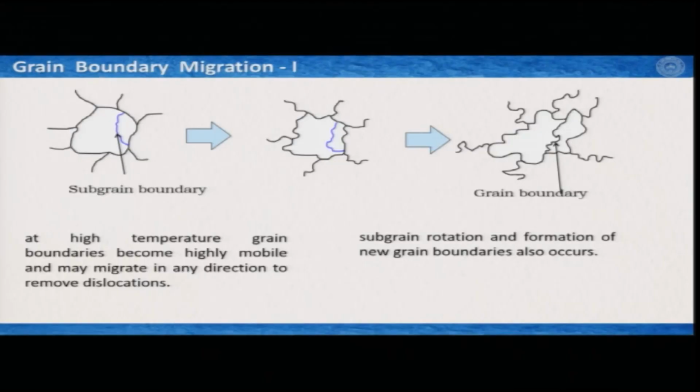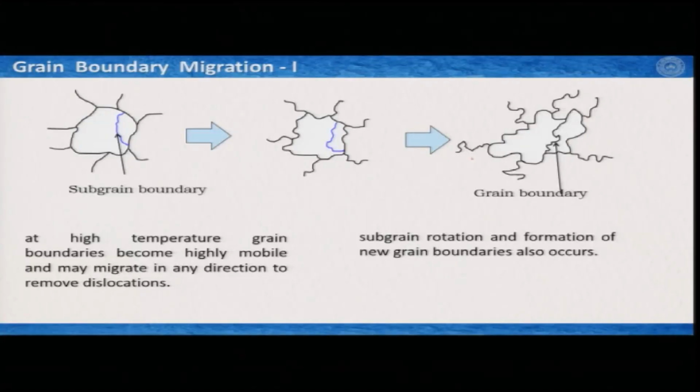Now, the final one is grain boundary migration. In grain boundary migration, the temperature is very high. So, this is one of the essential parameters. The temperature is so high that the grain boundaries become very much mobile. So, you have a subgrain boundary, it can flow in any direction, and therefore, you produce grain boundaries of amoeboidal shape, or the grain boundary is known as serrated grain boundary.